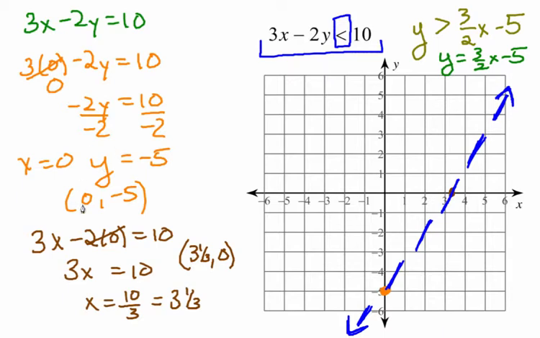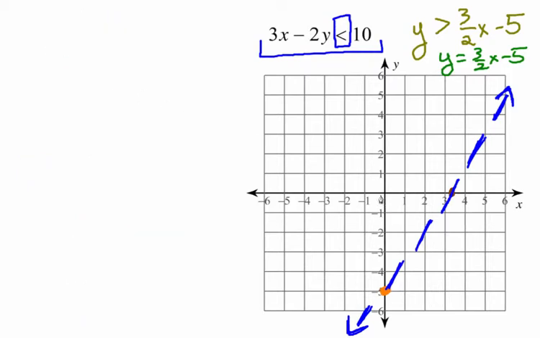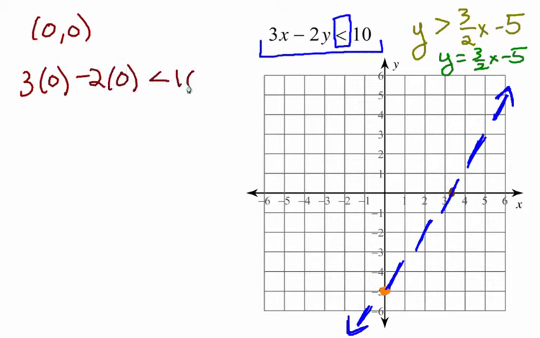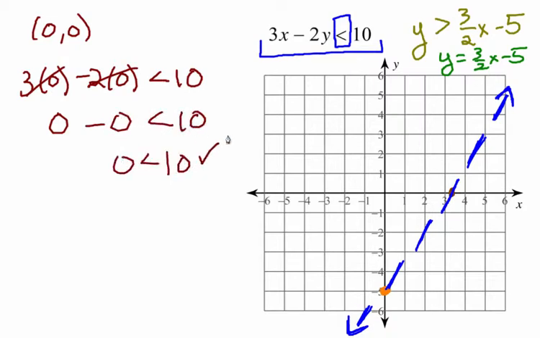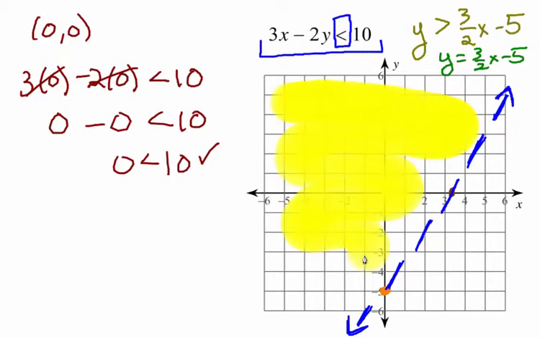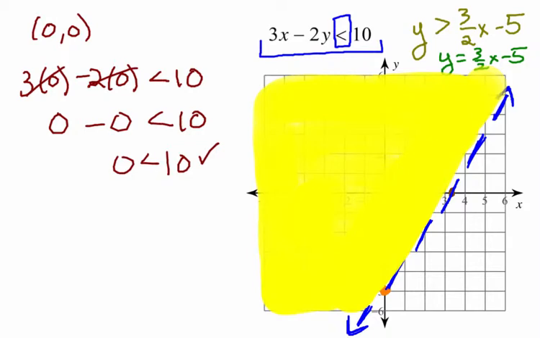The only thing we need to finish up now is figuring out which side of this boundary line to shade in. So let's see, 0, 0 is not on the boundary line, so we can use that. We'll plug in 3 times 0 minus 2 times 0 and see if that's less than 10. Well, 3 times 0 is 0, 2 times 0 is 0, 0 minus 0 is 0. 0 is in fact less than 10, so we need to shade on the left-hand side of this boundary line. Anything above, or if you want to say to the left of the boundary line, is a solution, but not anything on the boundary line itself.